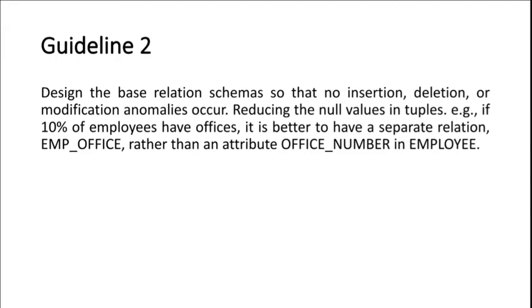Obviously, this office number attribute contains 90% null values. You should not design in such a way that it contains null values. Guideline 2 tells that you should avoid the null values. Null values should be as few as possible. It should be very less. You should avoid the null values. That is the second guideline. Along with that, no insertion, deletion and updation anomalies should be there.